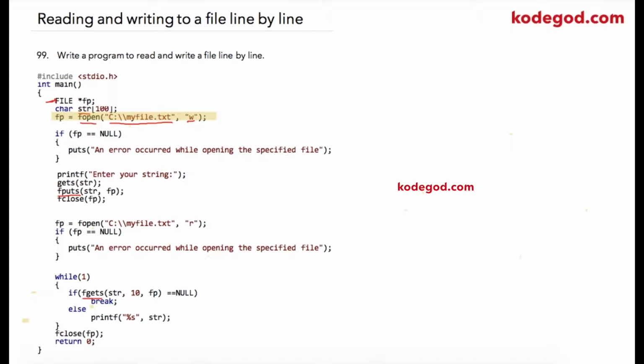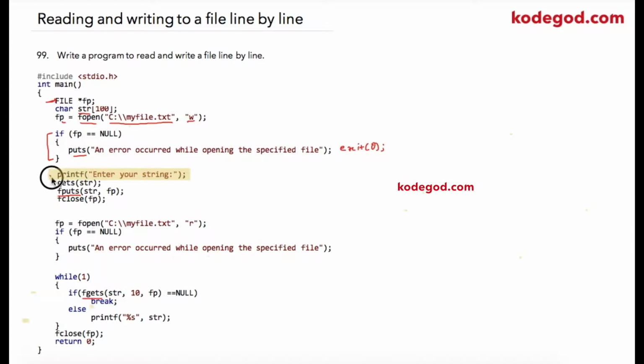So once this statement is executed, if fp is equal to NULL, then I'm going to use puts. puts is a function that prints a string on the output device, that is, on your console screen. So I am printing, "An error occurred while opening the specified file." After this puts, we can call the exit function so that the program gets terminated over here. Alternatively, if this condition was not true, then our subsequent lines should get executed.